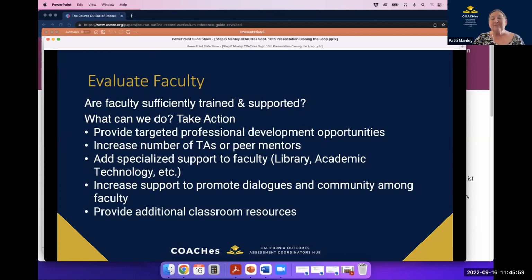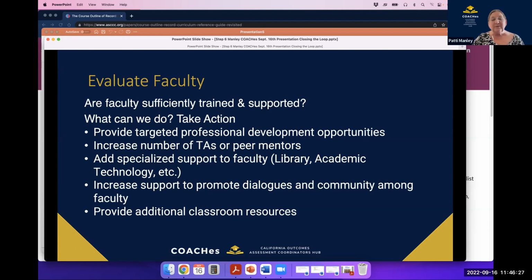We should also evaluate our faculty. Are our faculty sufficiently trained and supported? What can we do? Maybe we need to have some professional development opportunities for our faculty. Can we provide teaching assistants or peer mentors to the faculty? Maybe they need some specialized support. Maybe we need some library support, some technology support. So it's student driven, it's pedagogy, but it's also, let's look at our faculty.